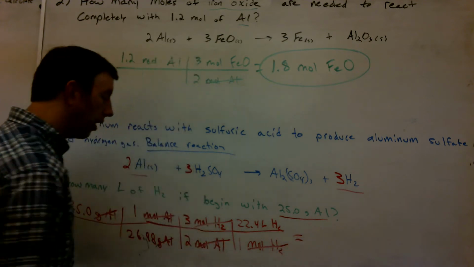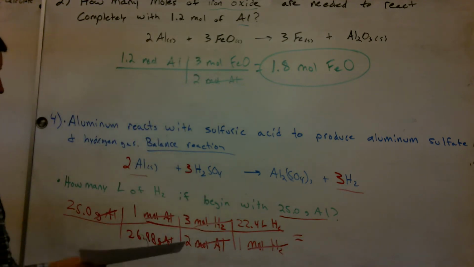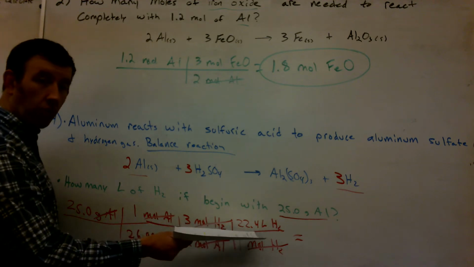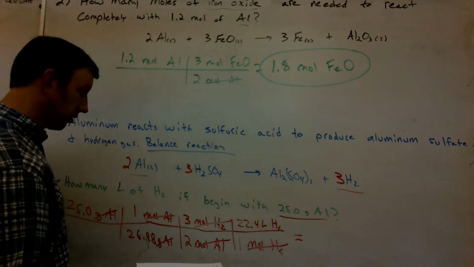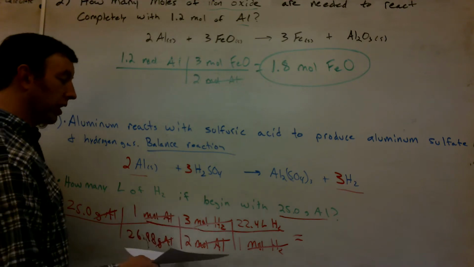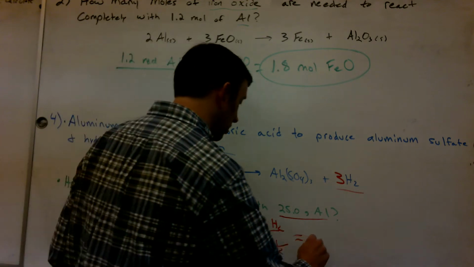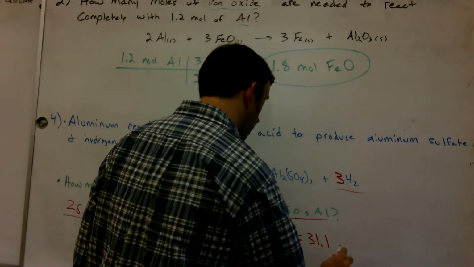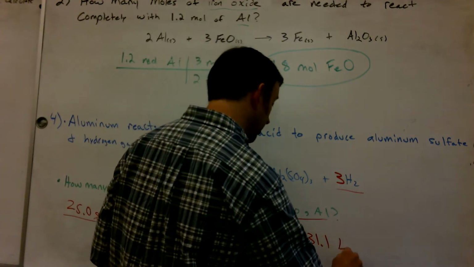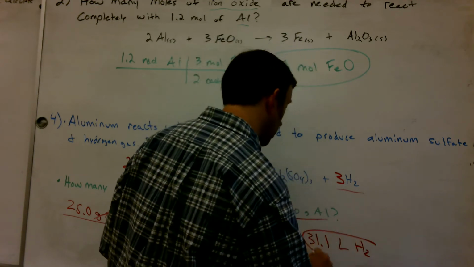Now I can just go through and multiply. I'm going to go 25 times 3 times 22.4 equals, and then divided by 26.98 equals, divided by 2 equals. And then I should get 31.1 liters of H2 as my answer.